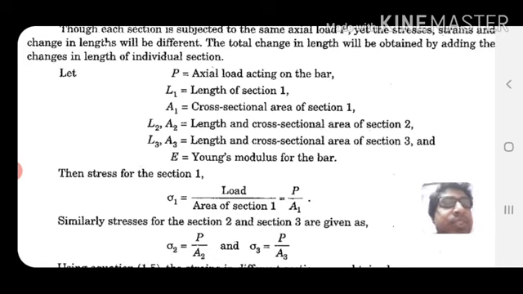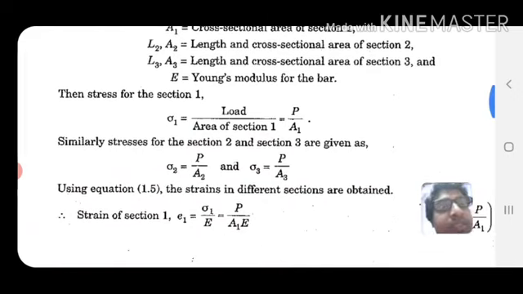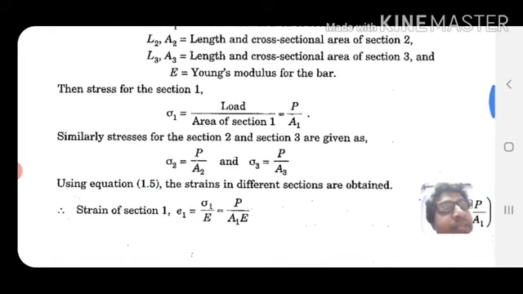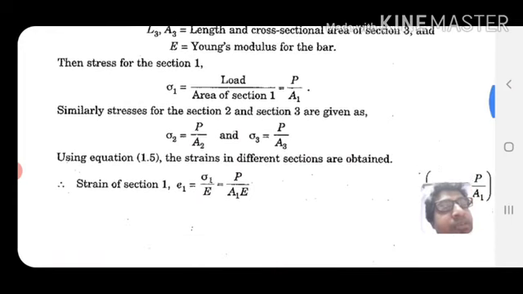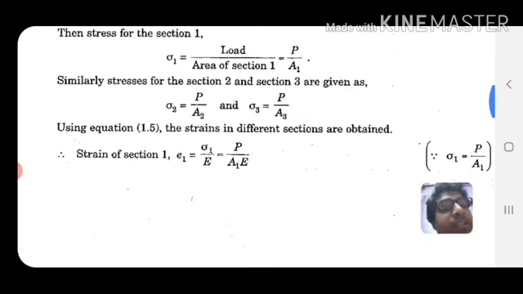Then the stress for section 1, sigma 1, is equal to load divided by cross-sectional area, so that is equal to P by A1. Now, the stresses for section 2 and section 3: sigma 2 is equal to P by A2, and sigma 3 is equal to P by A3. Using the equation, strain of section 1, that is epsilon 1, is equal to sigma 1 by E, so that is equal to P by A1E.